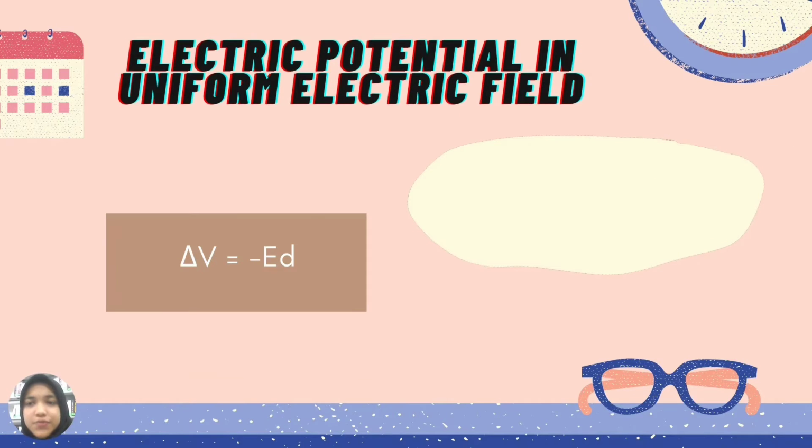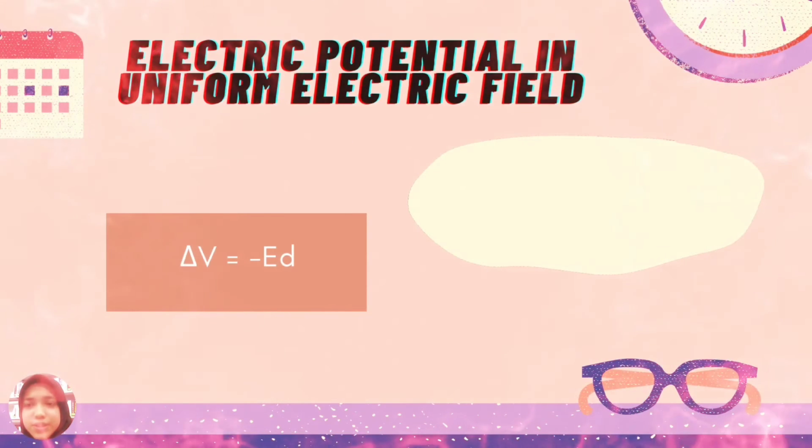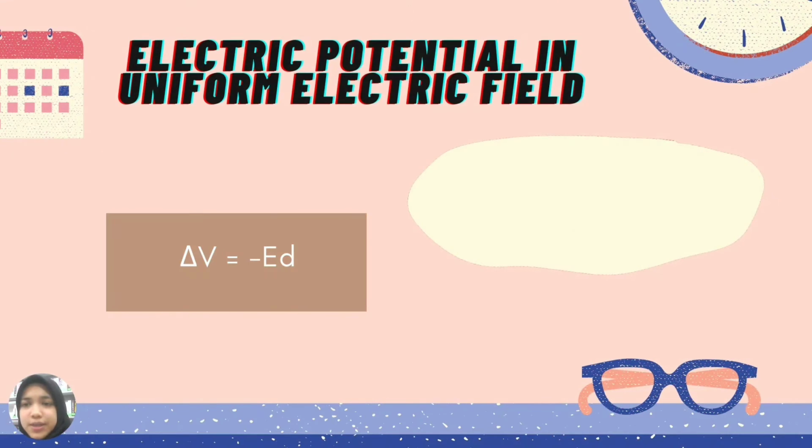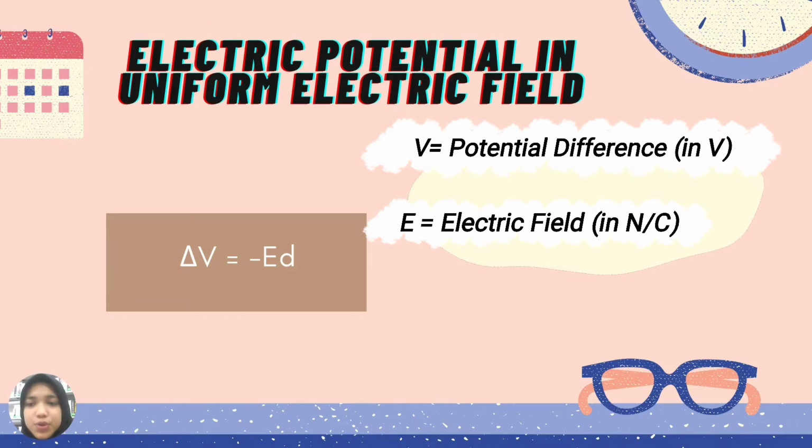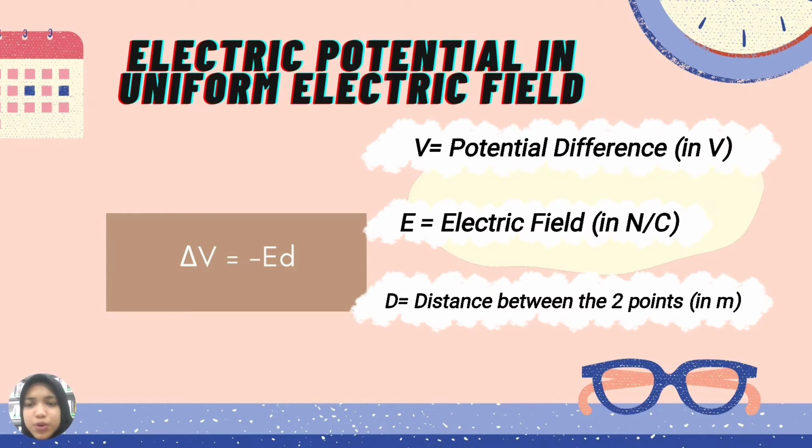In a uniform electric field, the equation to calculate the electric potential difference is very easy, which is V equals negative Ed. In this equation, V is the potential difference in volts, E is the electric field strength in newtons per coulomb, and d is the distance between the 2 points in meters. But in general, we usually neglect the negative symbol.